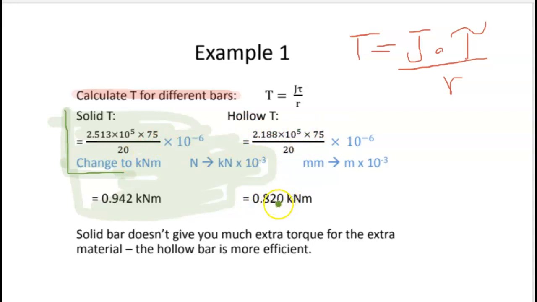So I got both values. The solid bar is 0.9942, and then the hollow one is 0.82. In terms of efficiency, the hollow bar is more efficient. So the hollow bar in this case is more efficient, even though the value is less, because of the amount of material utilized, it's more efficient.